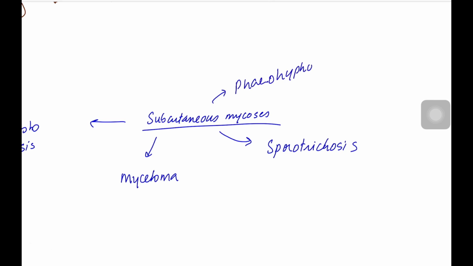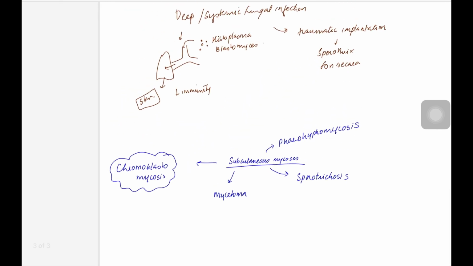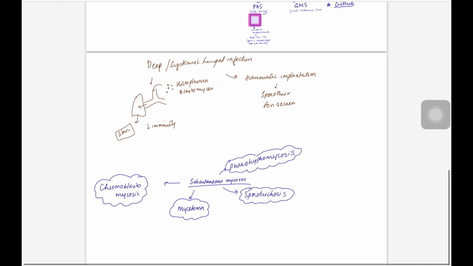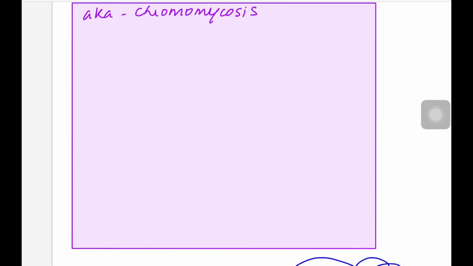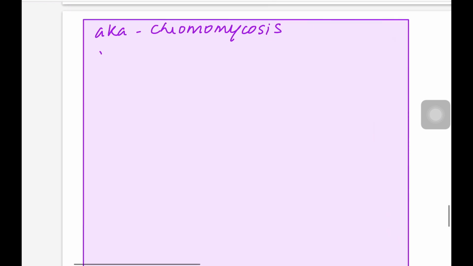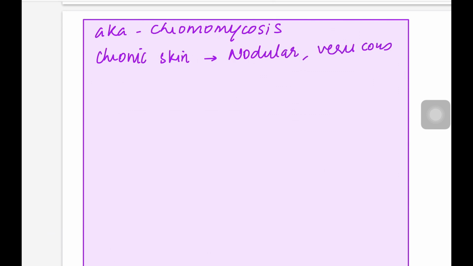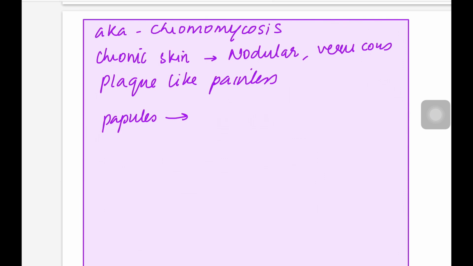And also there is pheohyphomycosis. So first we will speak about chromoblastomycosis. Chromoblastomycosis is also known as chromomycosis. It's an indolent, chronic infection of the skin and subcutaneous tissue that is characterized by nodular, verrucous, or plaque-like painless lesions. They usually begin as papules, and over the years they become verrucous, crusted, and sometimes even ulcerated.